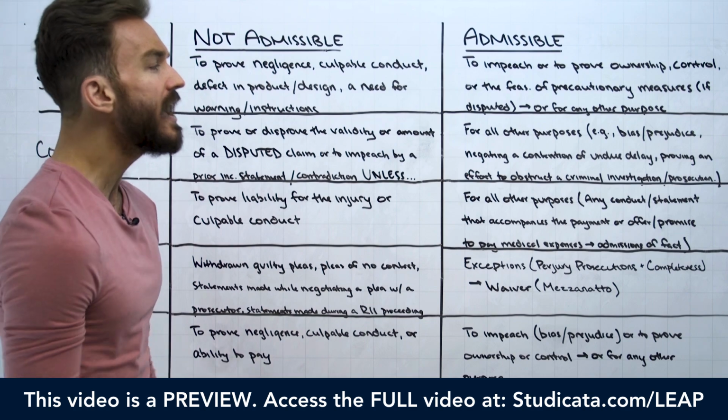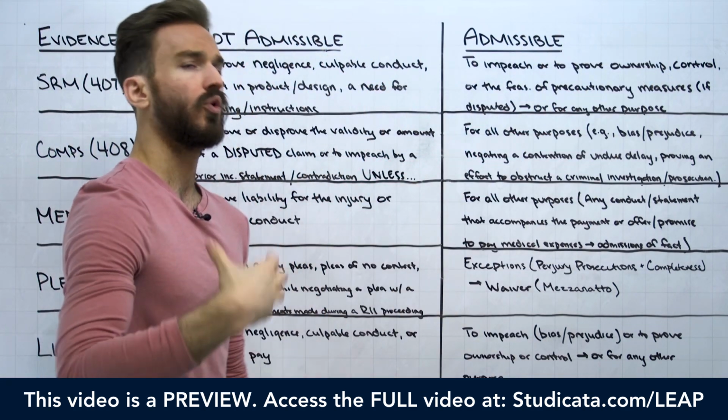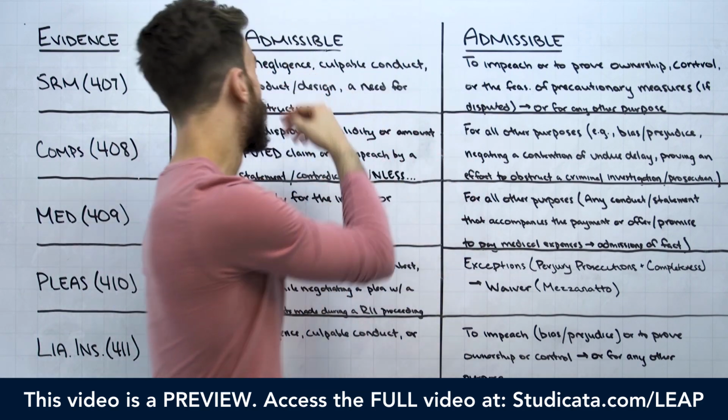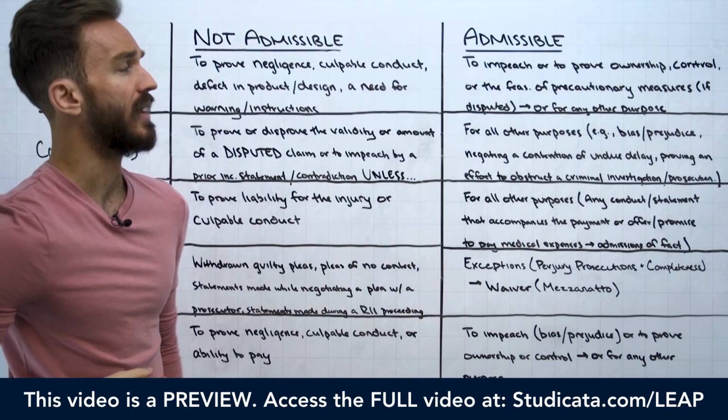Now also, if any of these items are disputed, ownership, control, or the feasibility of precautionary measures, then the evidence of the subsequent remedial measure is generally going to be admissible under 407.